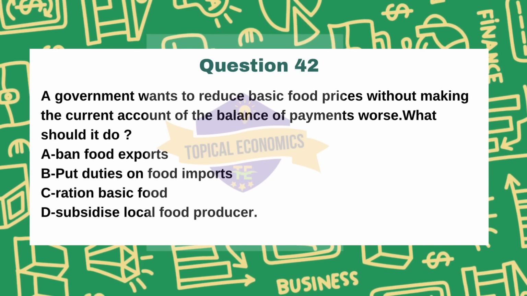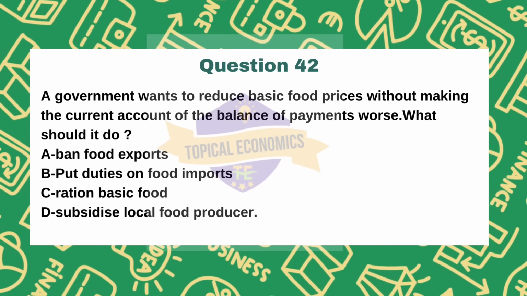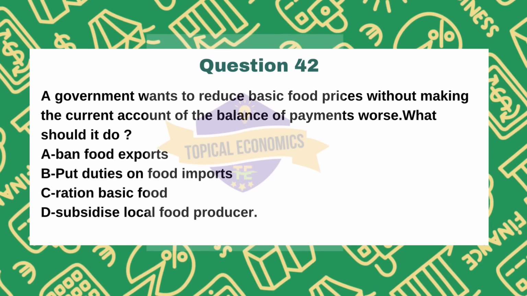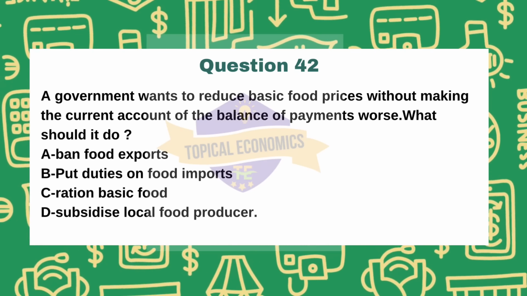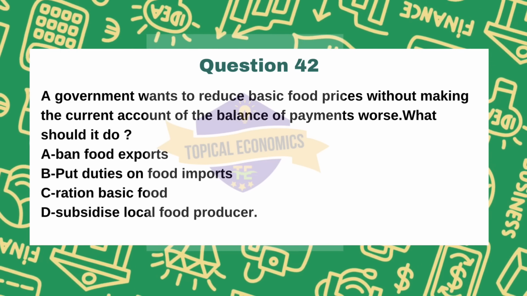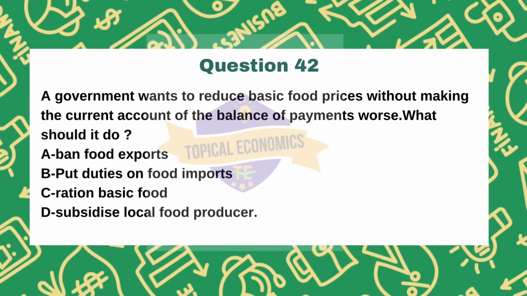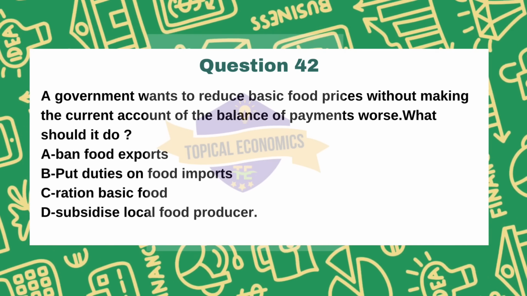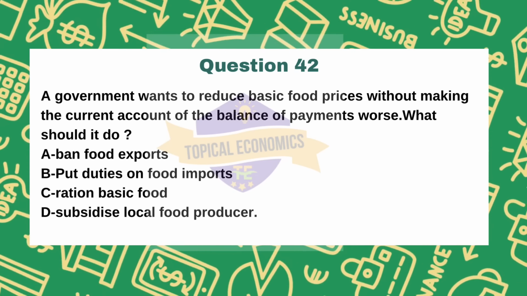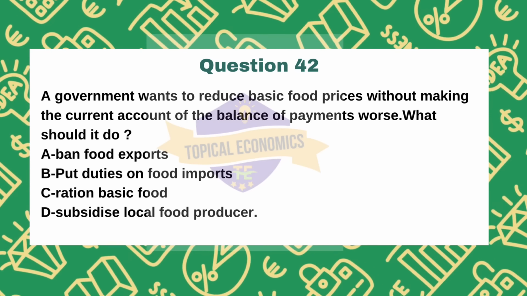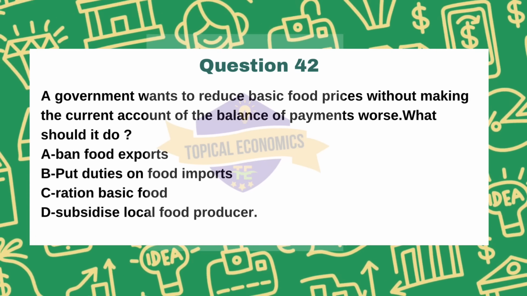Analyzing the other options. Option A, ban food exports. While this may lower domestic food prices, it could harm local farmers and the economy, and it may also negatively impact the current account by removing potential revenue from exports. Next, option B, put duties on food imports, would likely increase the prices of imported food, which could exacerbate food price inflation rather than reduce it. Additionally, it could lead to trade disputes and affect relationships with trading partners.